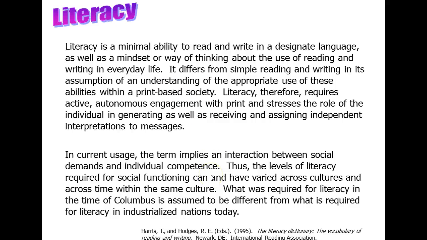Literacy, therefore, requires active, autonomous engagement with print and stresses the role of the individual in generating as well as receiving and assigning independent interpretations to messages. In current usage, the term implies an interaction between social demands and individual competence. Thus, the levels of literacy required for social functioning can and have varied across cultures and across time within the same culture. What was required for literacy in the time of Columbus is assumed to be different from what is required for literacy in industrialized nations today.